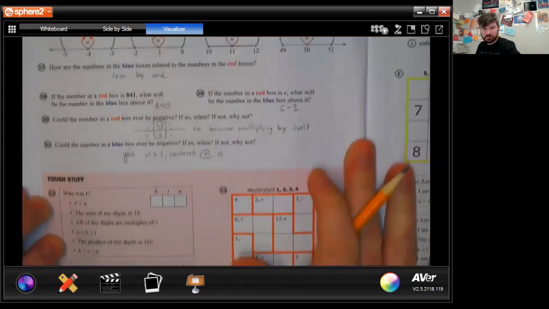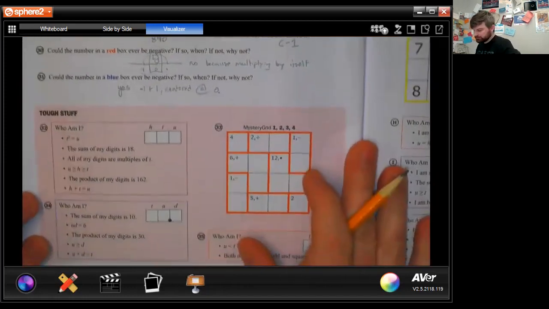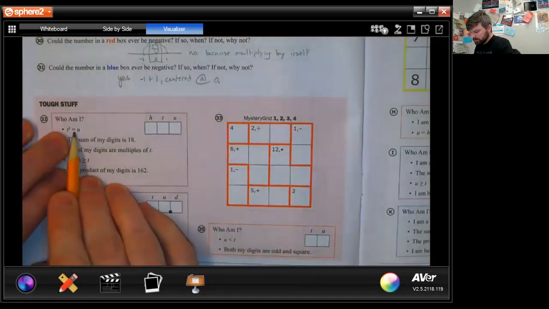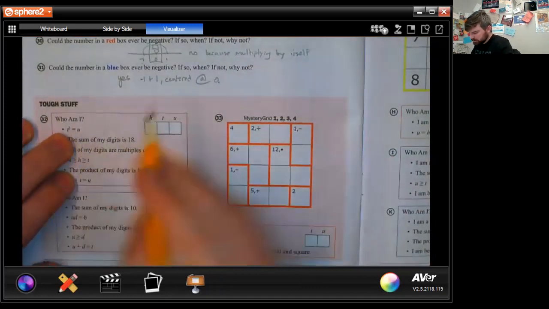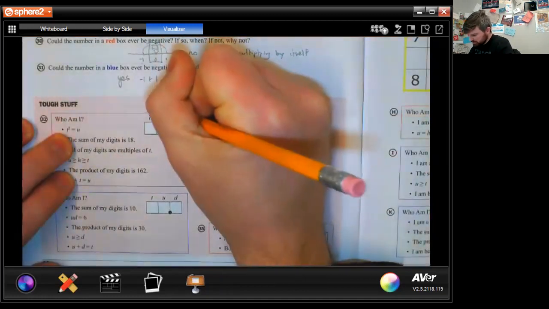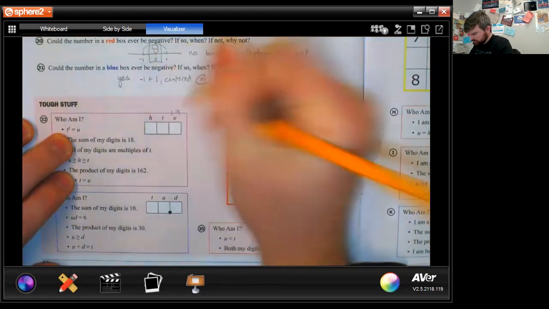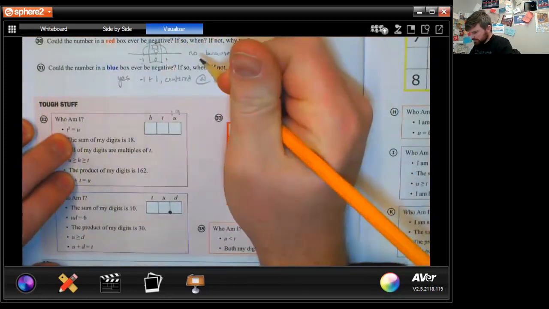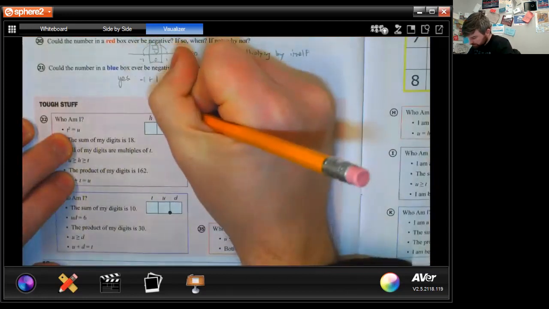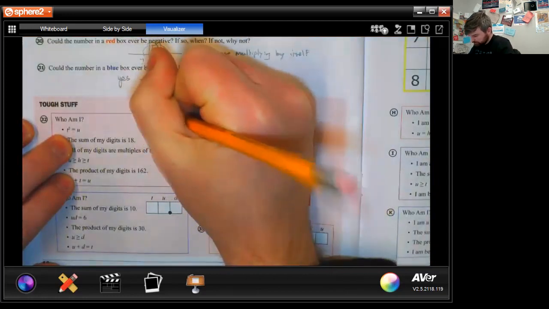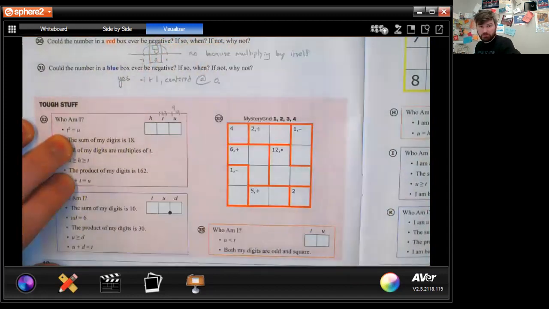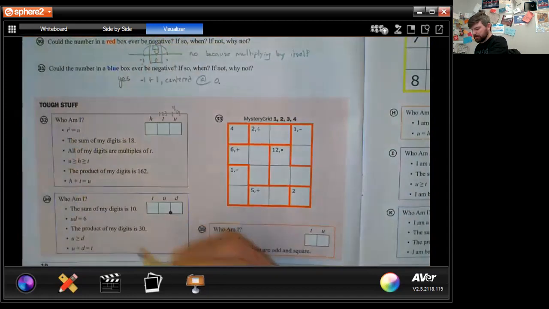Okay, now the tough stuff here. If that wasn't hard enough. Who am I? T squared equals U. So this number squared is this one. So that means this is either 1 or 9. Okay, because you can't have any bigger number, or 4. So this is 1, 2, or 3, because 4 squared would be 16, and that's too big.